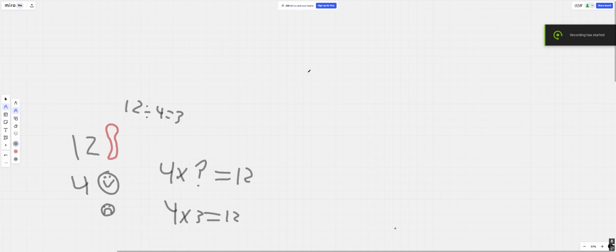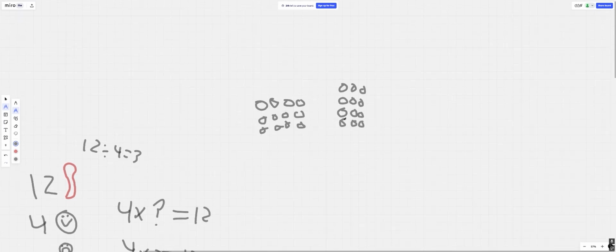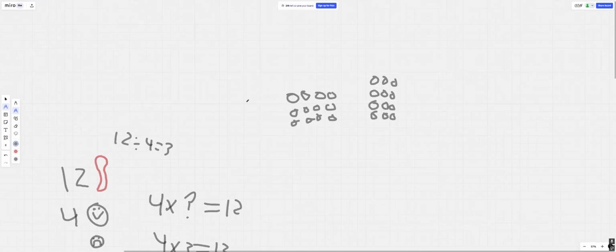So let's draw 12 cookies. 1, 2, 3, 4, 5, 6, 7, 8, 9, 10, 11, 12. We're going to divide this into 4. Now you see it became 4 rows instead of 3 columns. And guess what? 12 divided by 3 is 4.